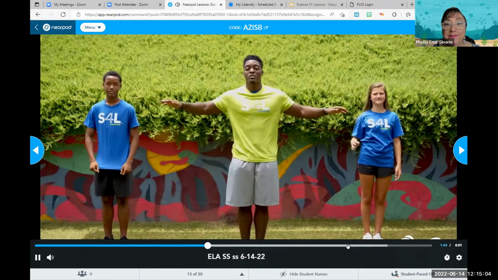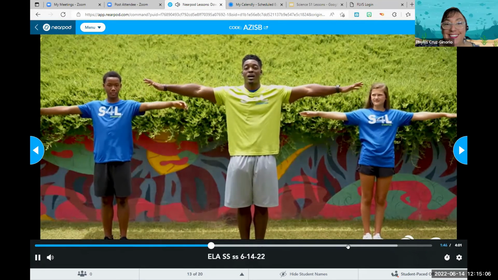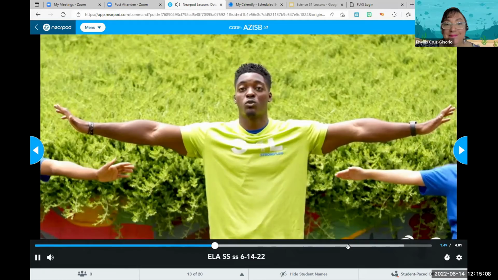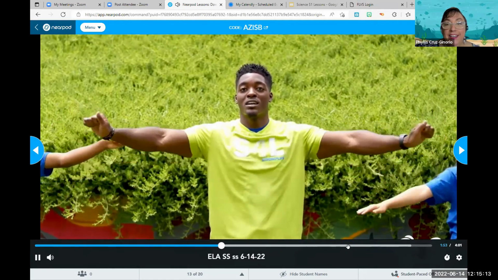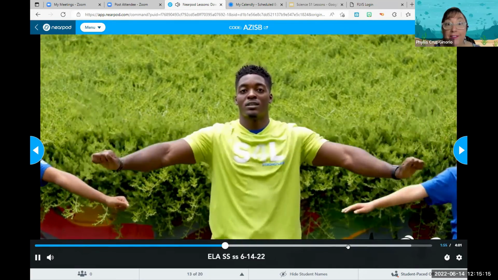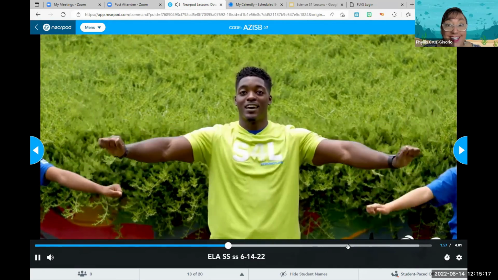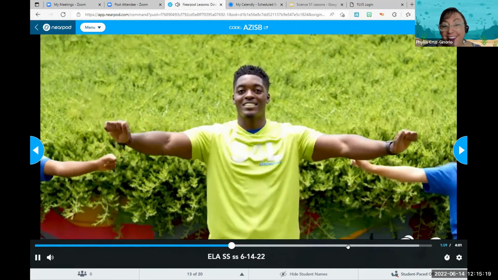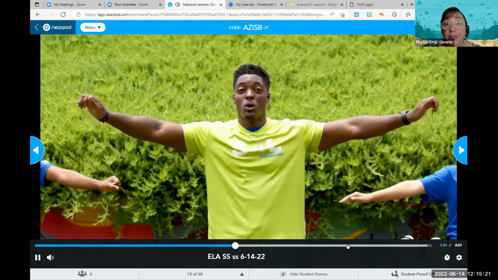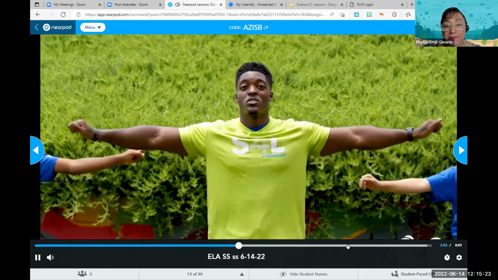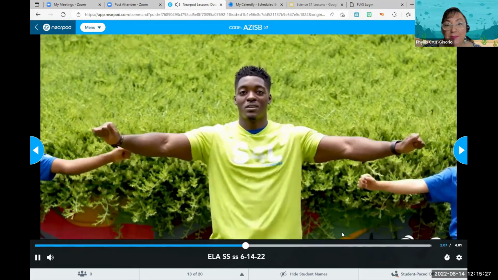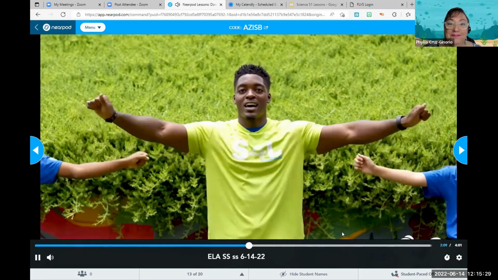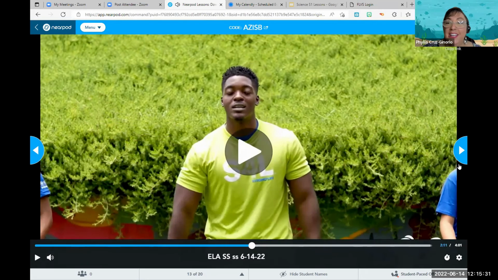One more. Now let's go hands out wide. Now we're going to do tiny circles. Let's go 10 circles forward. Ready? 1, 2, 3, 4, 5, 6, 7, 8, 9, and 10. All right, now let's go backwards. Little circles. 1, 2, 3, 4, 5, 6, 7, 8, 9, and 10. Great job, guys. Nice work.